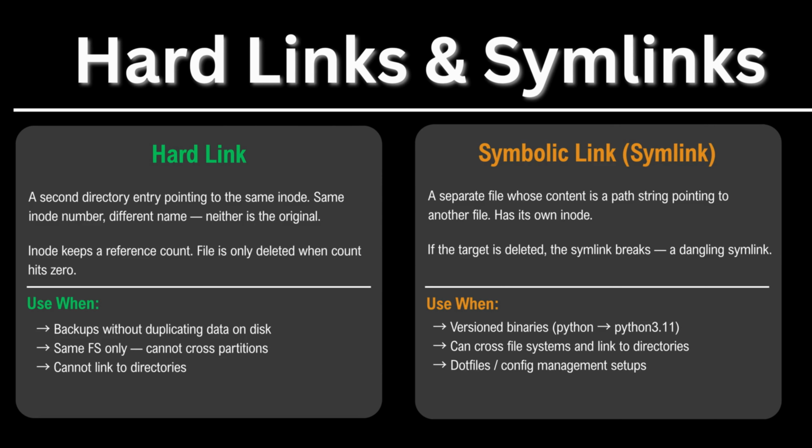Symlink, which is short for symbolic link, is different in the sense that it's a brand new file with its own inode number whose content is just a path pointing to some other file. The OS follows that path every time the symlink is accessed. If the target path is deleted, the symlink breaks and you get a dangling symlink. Symlinks can cross file systems, and they can also point to directories, unlike hard links, which is why they are often used for things like versioned binaries. For example, if you have a path like /usr/bin/python, which points to /usr/bin/python3.11, when you upgrade your Python version to some other version, you just need to update the symlink.